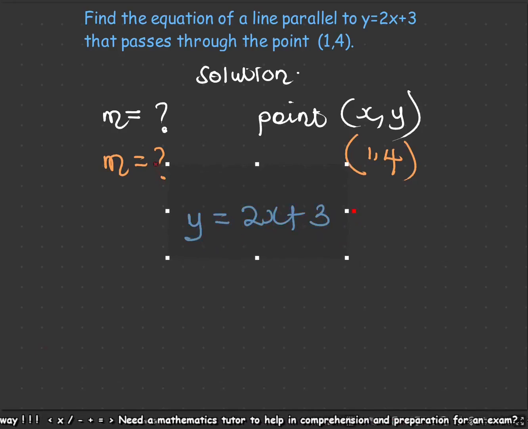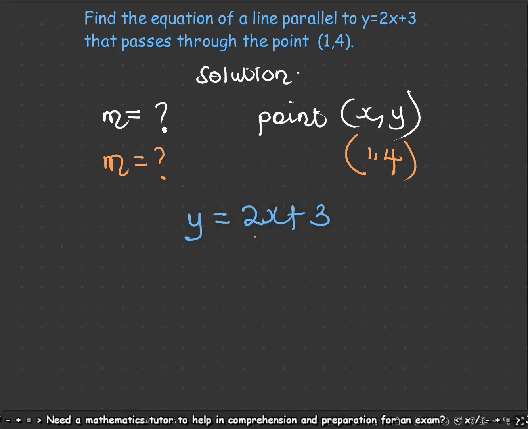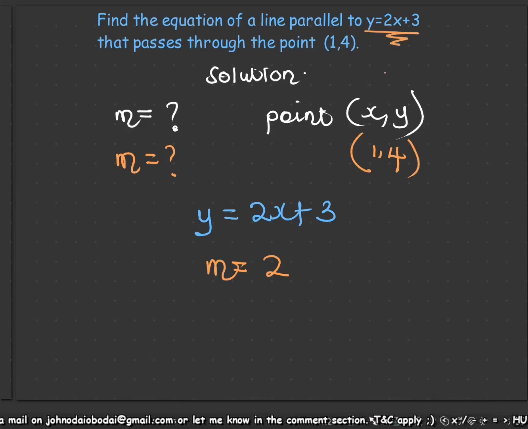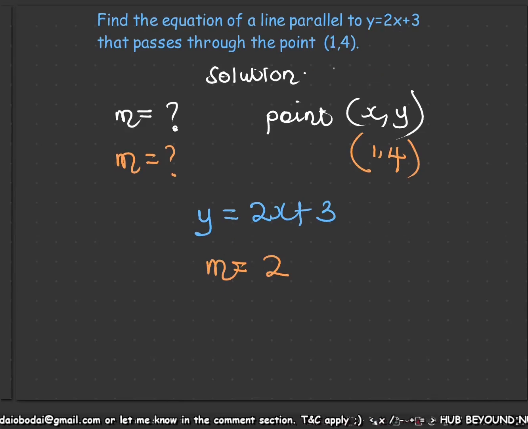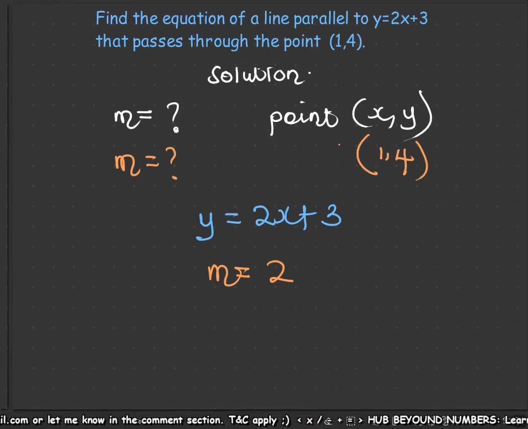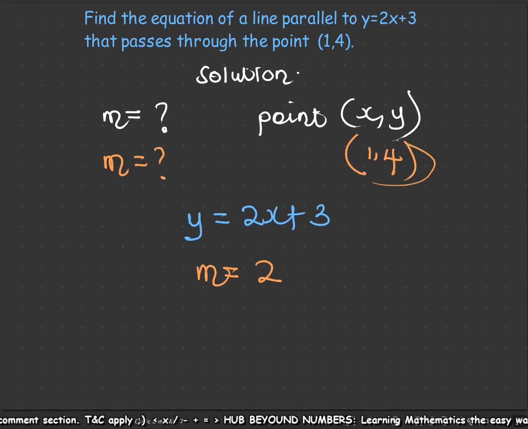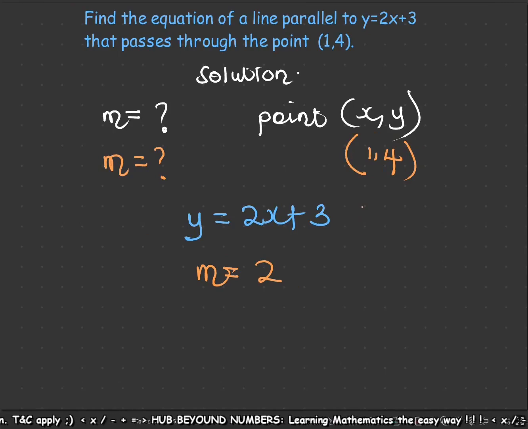And if you look closely, the gradient of this line here is 2. So that simply means that its gradient is equal to the one we are looking for. Hence, our m that we want is equal to 2. And that is just it. So all you need to take note of is the gradient in this equation over here. Why? Because we've been told it is parallel to the line we are looking for. So now that we have the gradient and we have the point, we can then look for the equation of the line.